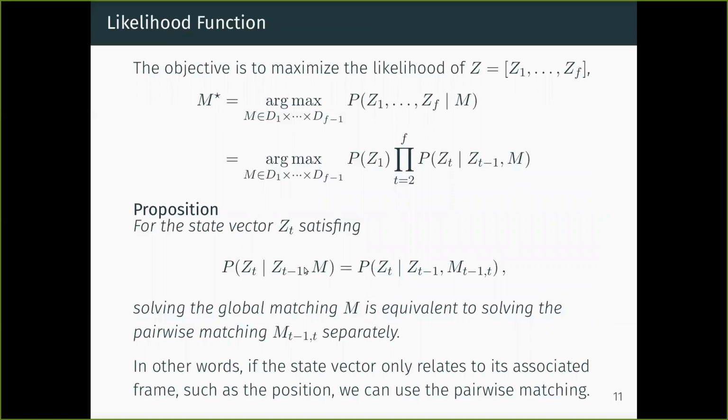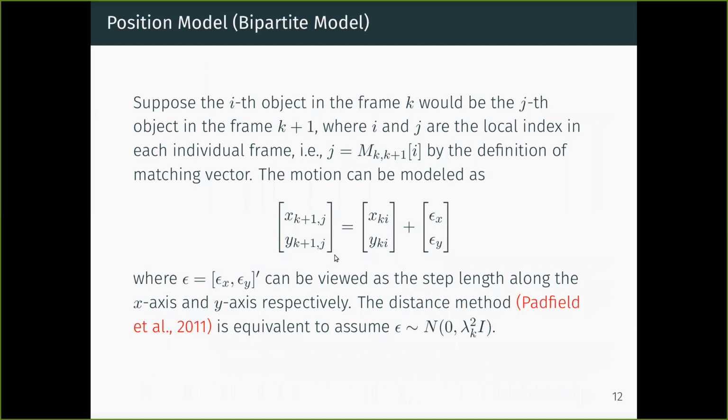And this proposition says that if we can simplify in this way, we can solve it quickly, such as the position model. The position model would model the position difference as some distribution. In particular, the distance method would be equivalent to assuming the residual follows such a Gaussian distribution.